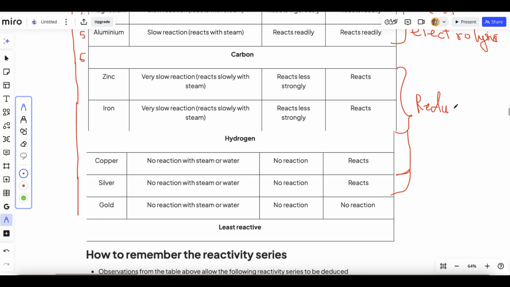So one of the exam questions they can ask you is, which method do we use to obtain our metals such as zinc, iron, copper, and silver? We use reduction reaction with carbon. When you react them with carbon, a reduction process occurs, and then you get the metal from its ore.